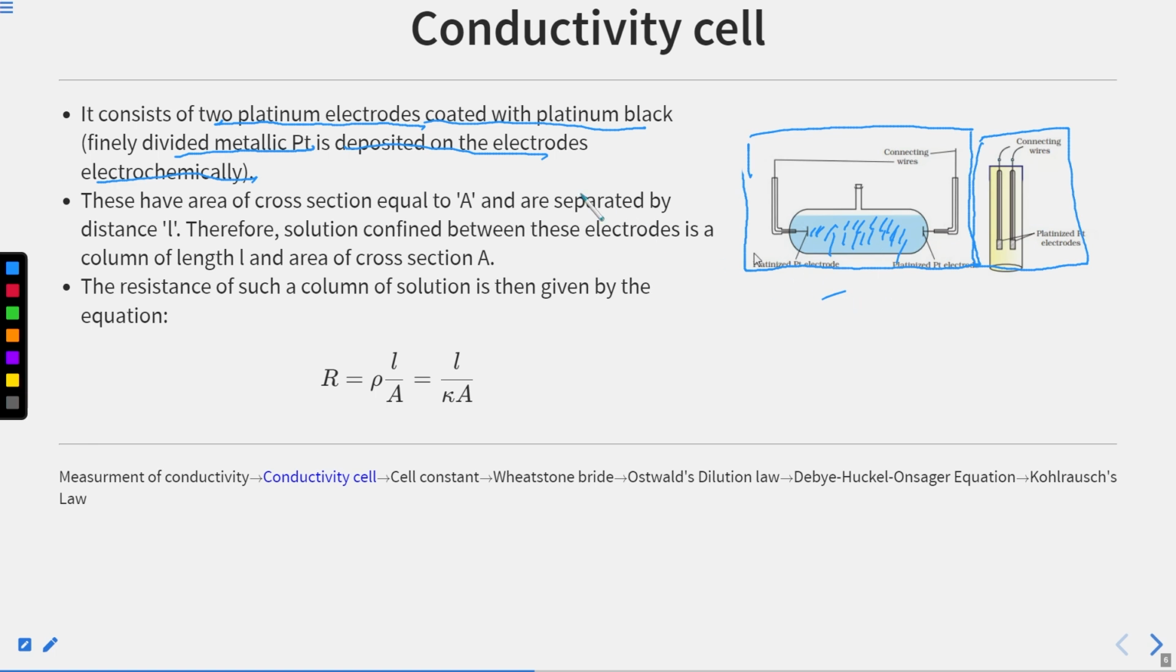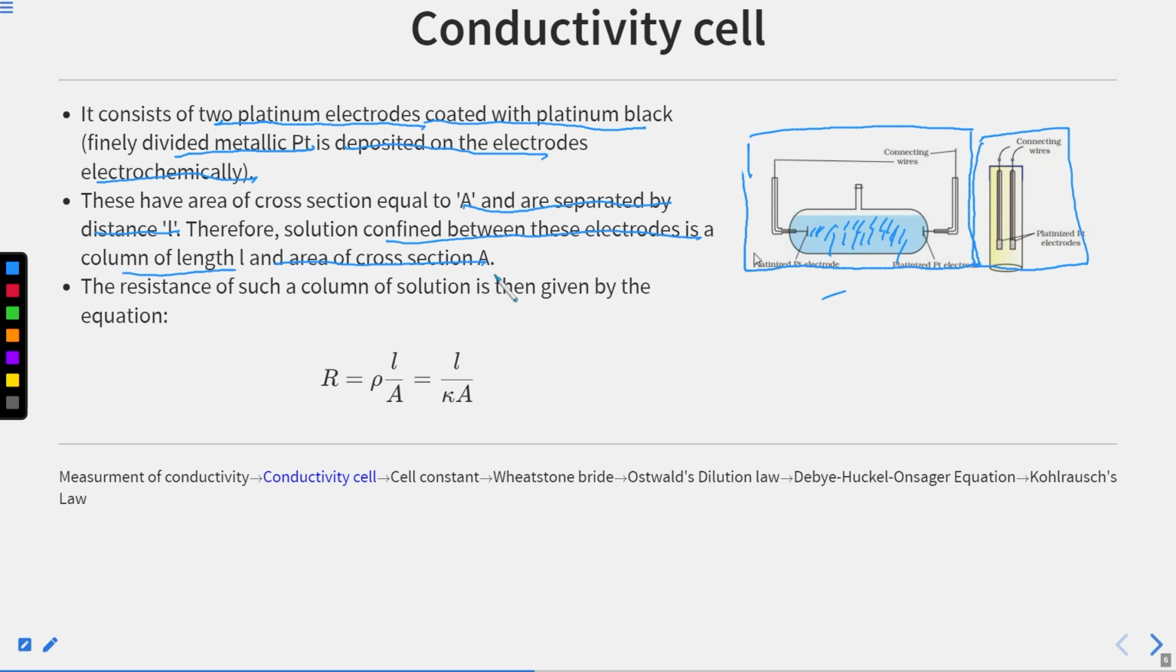Now if you see here, the electrodes have a cross section area A, and are separated by a distance L. The solution is confined between these electrodes in a column of length L and area of cross section A. So the solution whose conductivity is to be measured is put between these two electrodes, whose length and area of cross section are known. Therefore, the resistance can be calculated as R equals rho L by A. So this is our setup for the conductivity cell.